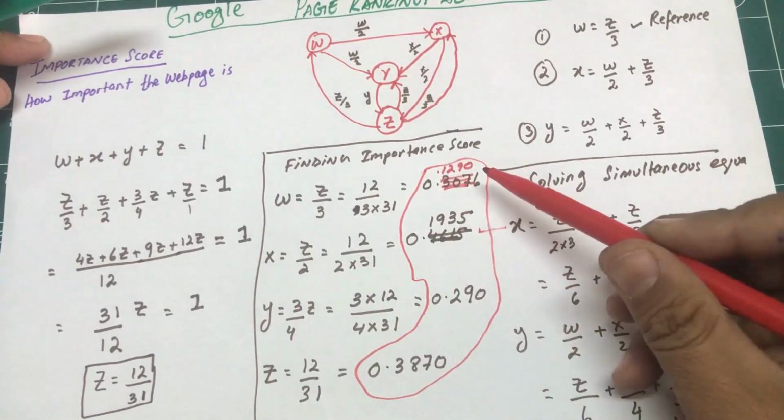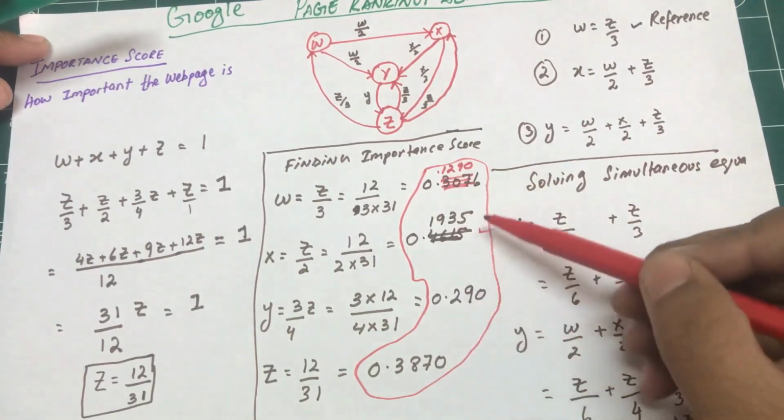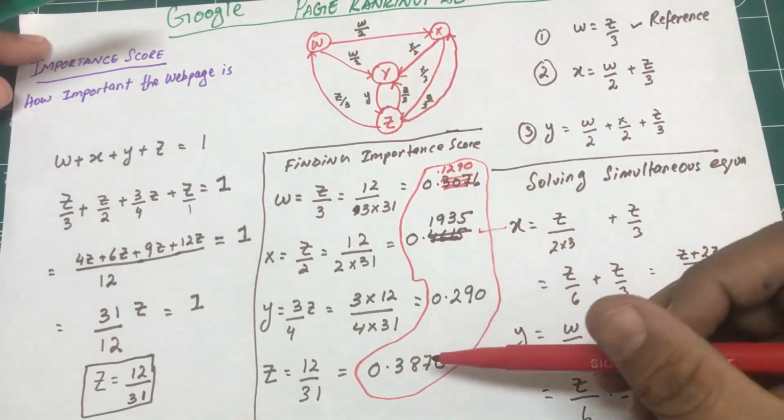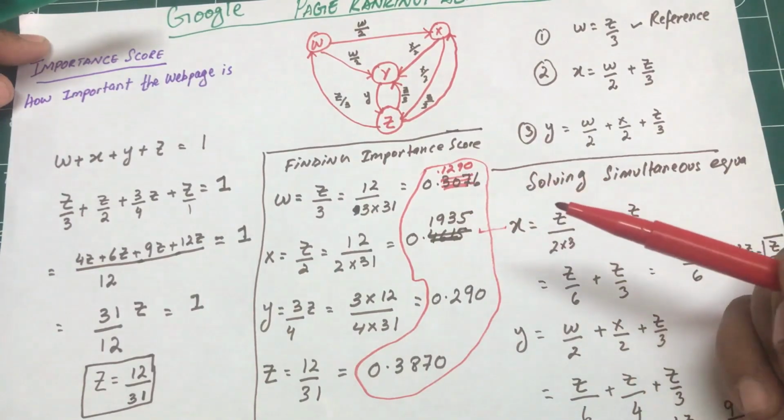So this should be the result that you're most likely to see in terms of the importance scores of these web pages: 0.38, 0.29, 0.19, 0.12.